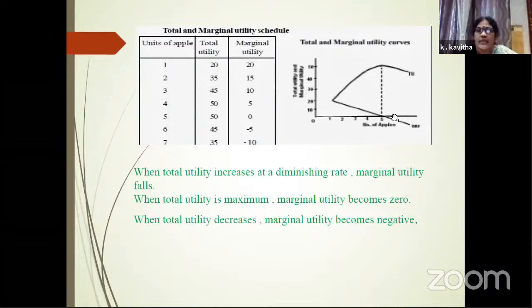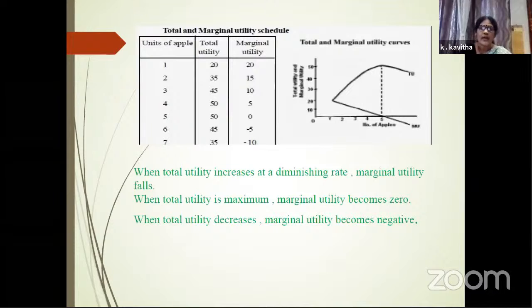After the sixth unit you will get minus 5, after the seventh one you will get minus 10. So here we can observe three points. When total utility is increasing at a diminishing rate, marginal utility falls. When total utility is maximum, marginal utility becomes 0. When total utility decreases, marginal utility becomes negative. Okay, so this is the illustration of the law. From this table and this graph, you can know how total utility increases only up to some limit. After that, it is declining. And when the total utility is declining, marginal utility becomes negative.